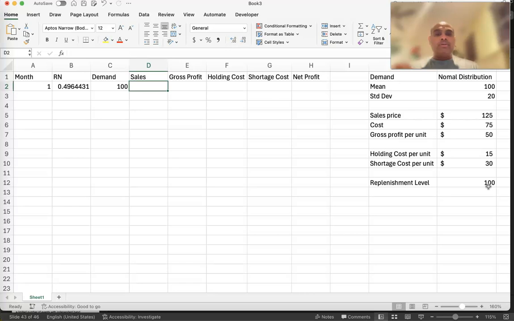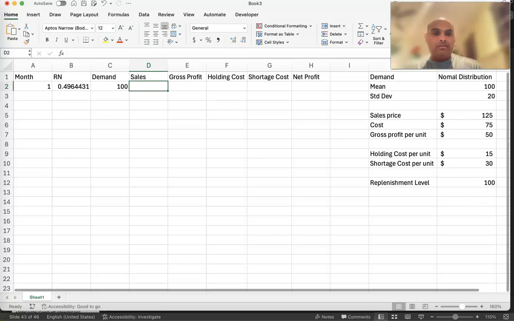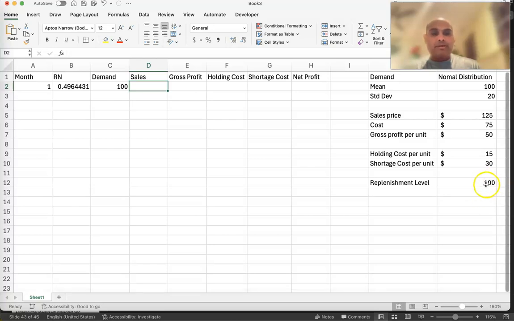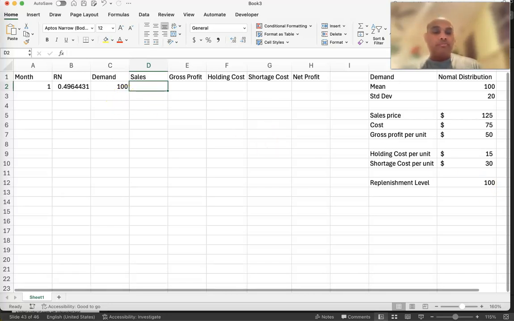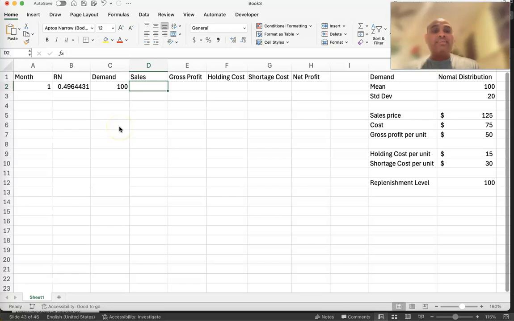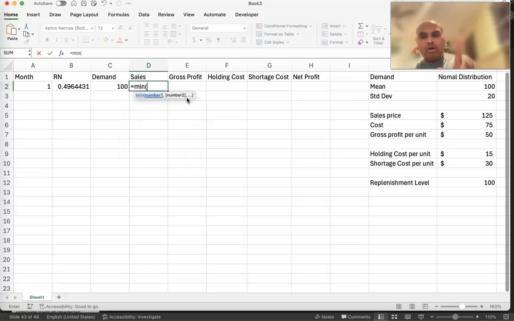and my gross profit will essentially be the same as my net profit. So what will my sales be? If my demand is less than the replenishment level, say my replenishment level is 100 and my demand is 90, I will only sell 90 routers. But if the replenishment level is 100 and demand is 110, I will only sell 100 routers, because that's how many routers I have on hand. So sales will be the minimum of either the demand value or the replenishment level.